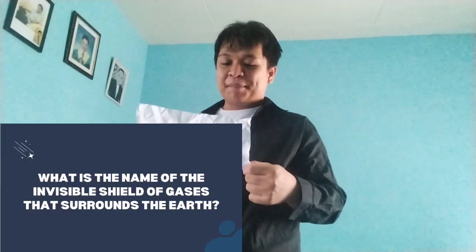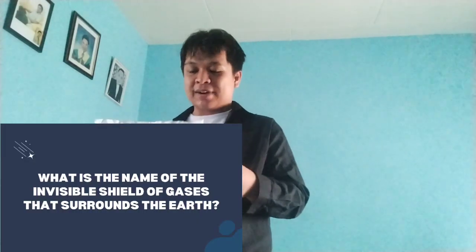Okay, so the music already stopped and it landed on Miss Villanueva. Okay, Miss Villanueva, can you read the question aloud so that your classmates can hear? What is the name of the invisible shield that surrounds the Earth? Very good, it is the atmosphere.